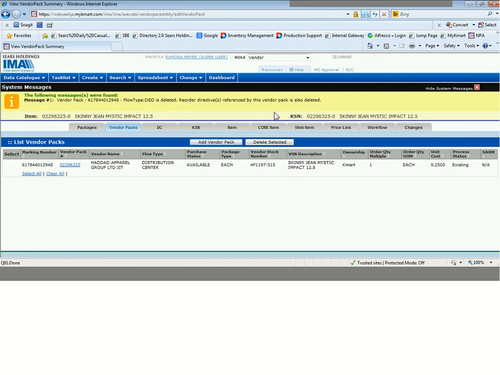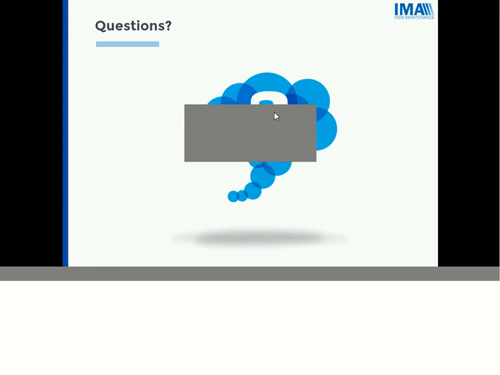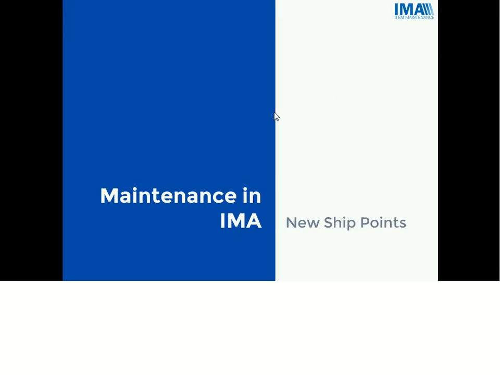Now, if the vendor pack is operational, there is no way that it can be deleted. So if there's something wrong with the vendor pack that cannot be changed, such as the flow type or the DUNS, then you would have to create a new vendor pack with the correct information. So any other questions? Okay, then we will move on to new ship points.